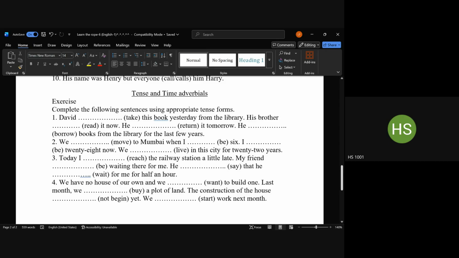What is the first blank? David dash take this book yesterday from the library. Took. David took this book yesterday from the library. Okay. His brother dash read it now.